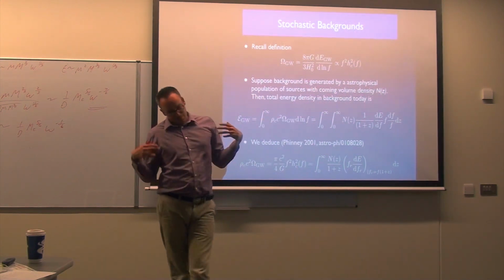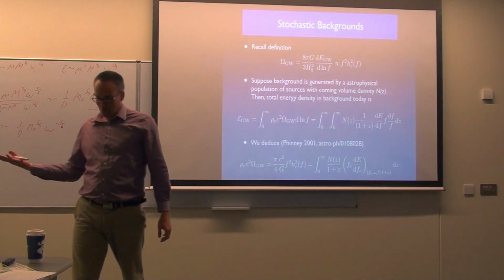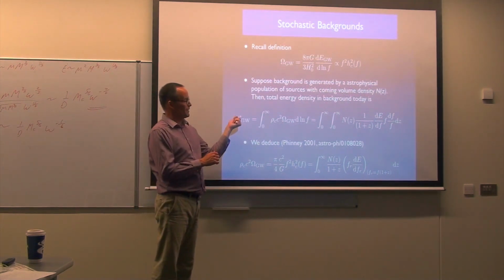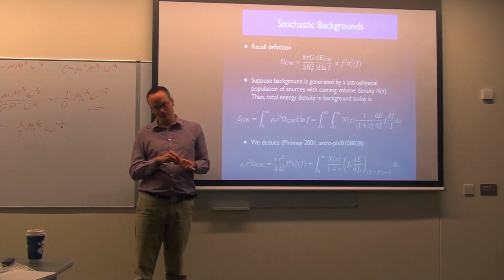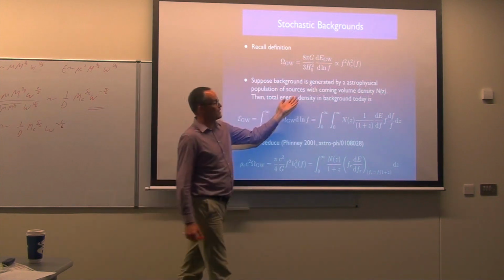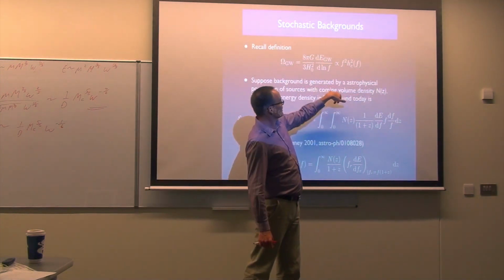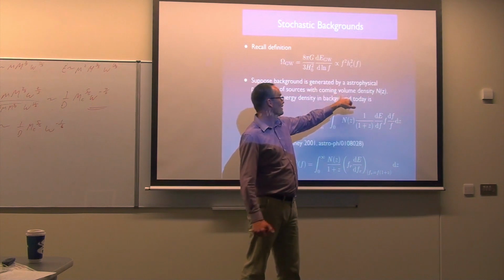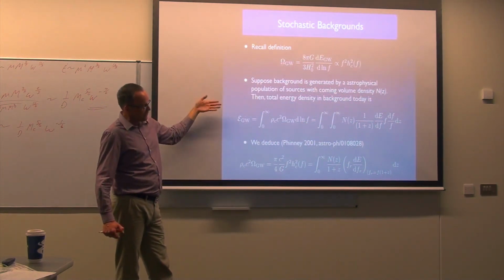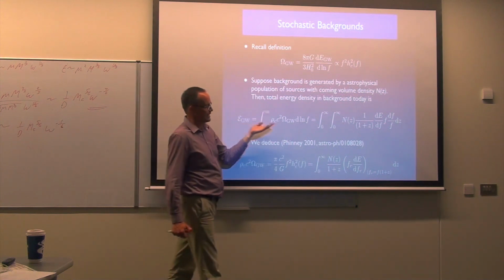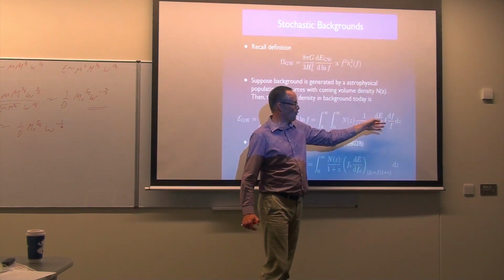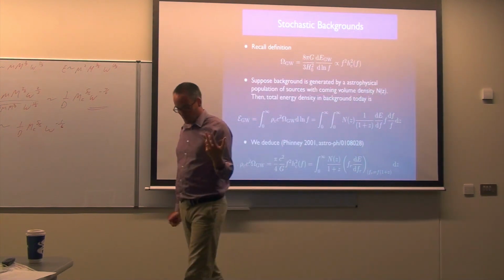Based on that, you can say, well, if I know that the gravitational wave background is being generated by a population, that population has some volume density, n of z, as a function of redshift. This should be comoving. Then the total energy density in the background today can be written as an integral over this, of the energy produced by each one of those sources.